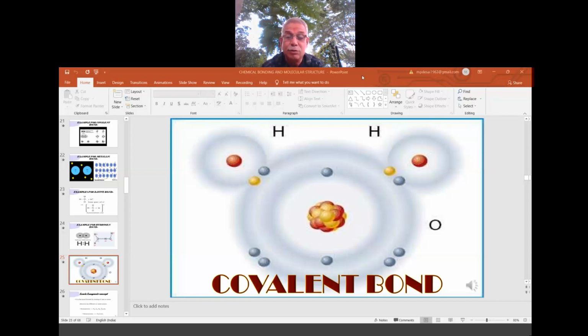that means contribution from both, it is called co. So valency contribution from both is called covalent. Sharing of electrons, that gives you the result. Okay, right.